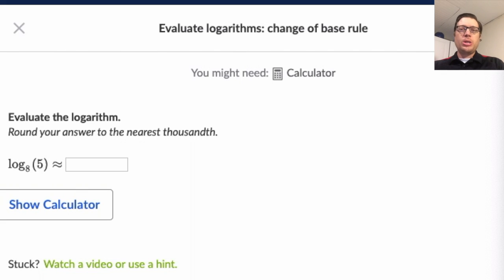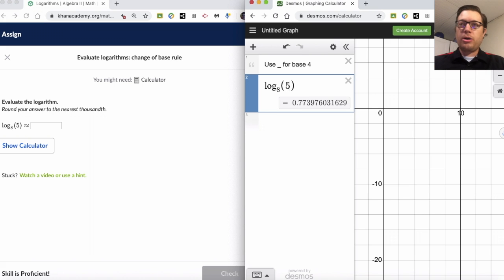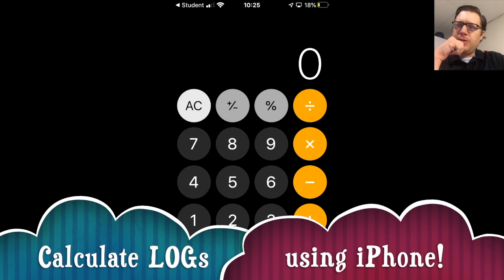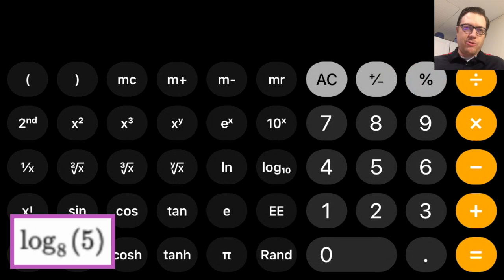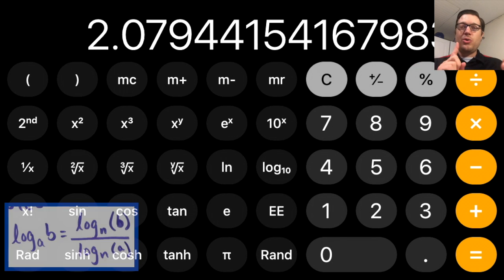For example, log base 8 of 5. You know what? Let's just use Desmos. Why not? So you go to Desmos and use the little underscore and you type the base and the underscore. Can you do this with an iPhone? No. Turn it sideways. Use whatever phone you have. But turn it sideways and then you use 8 and then you hit ln.